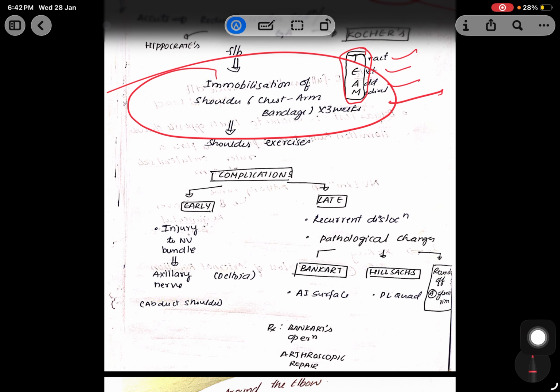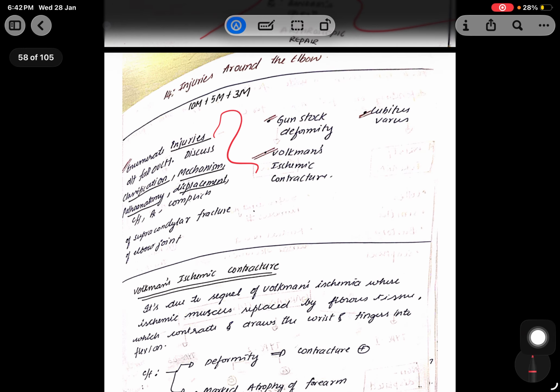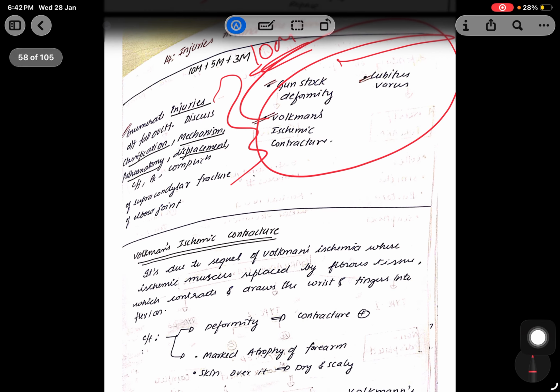Okay, these are the complications. While writing complications in orthopedics, make sure you divide them into early and late, and mention them accordingly. This is the major important 10 marker, which is almost sure. And these are important 5 markers or 3 markers.